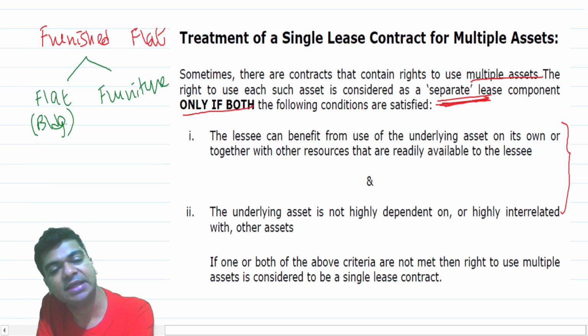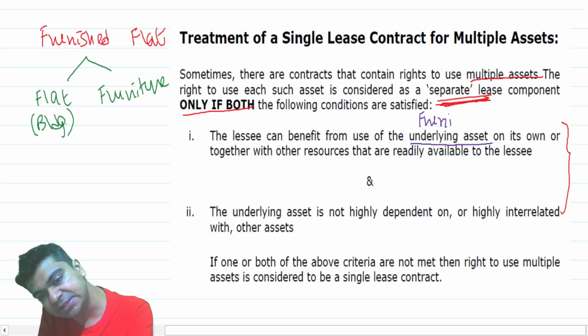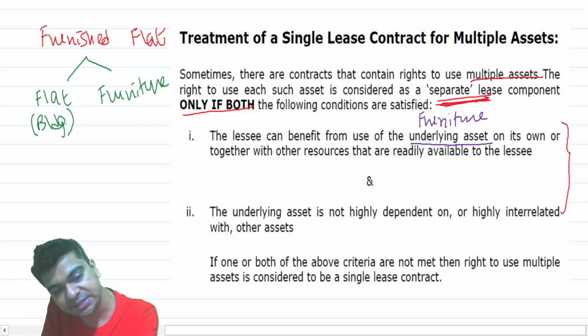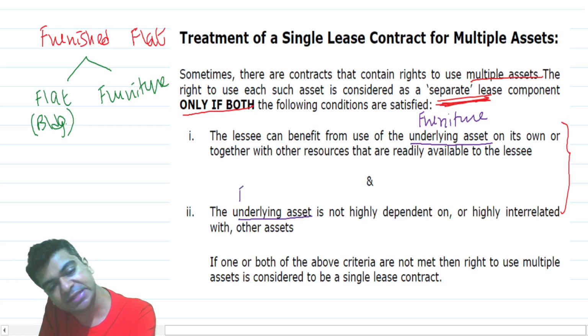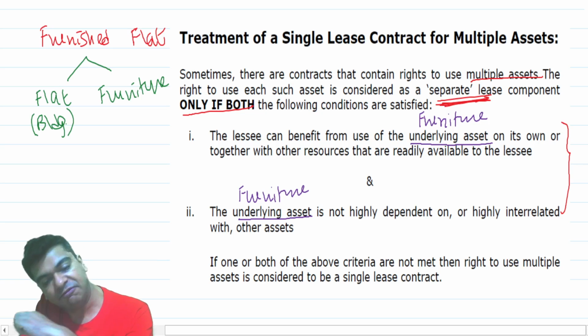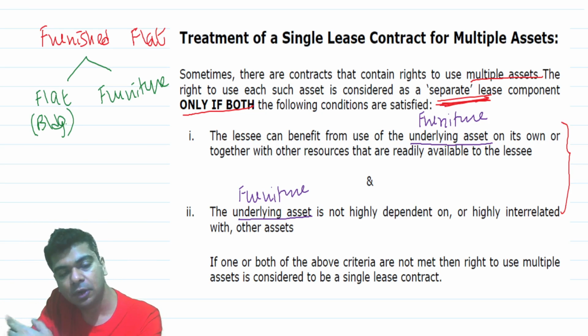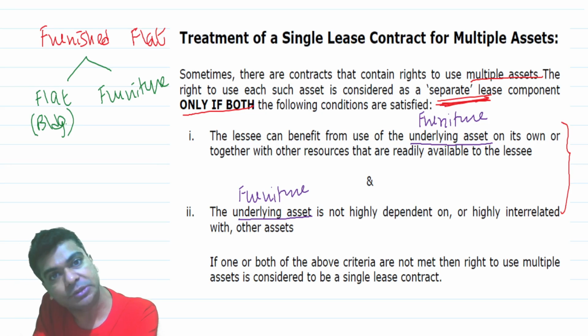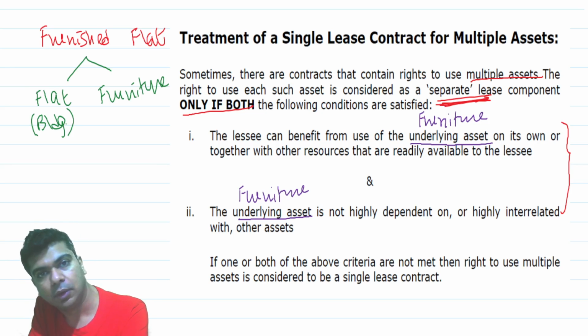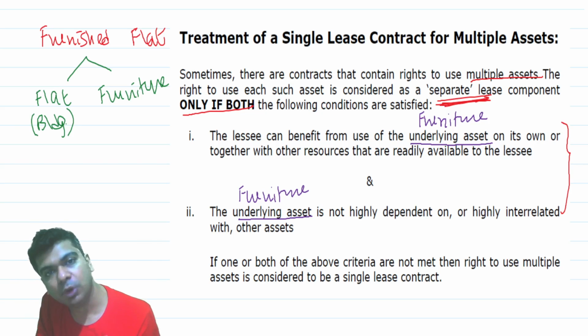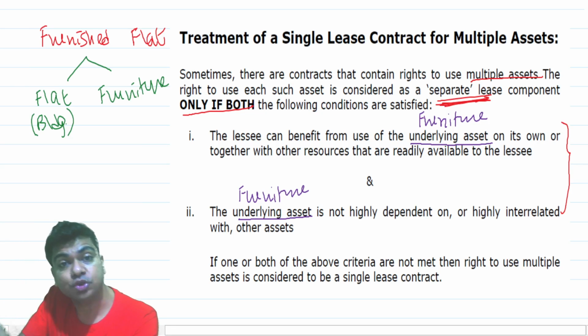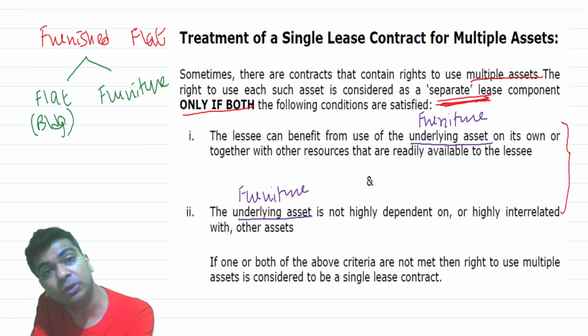In one, as I said, the lessee can benefit from the use of the underlying asset. Let us consider the underlying asset over here as the furniture, on its own or together with other resources that are readily available to the lessee. And the second condition, the underlying asset, which is nothing but the furniture over here, is not highly dependent on or highly interrelated with other assets. So that's the question. Can we use the furniture on its own? Let us say the furniture is the dining table over there, the chairs over there, the sofa sets in that particular flat. Can we use that on their own? Can we use it without the flat?